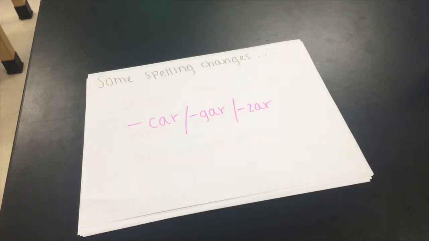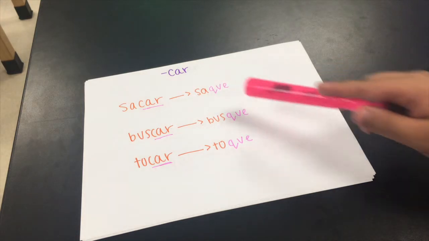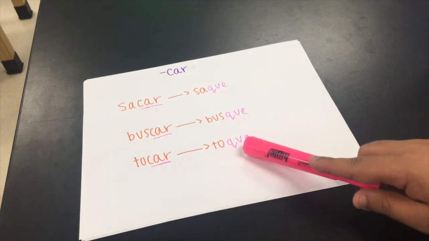Seems easy, right? Okay, there's still a couple things we need to go over. First, if words end in car, gar, and zar, they will have a slight spelling change. So if it ends in car, we're going to use qu. Sacar goes to saque, buscar goes to busque, and tocar goes to toque.